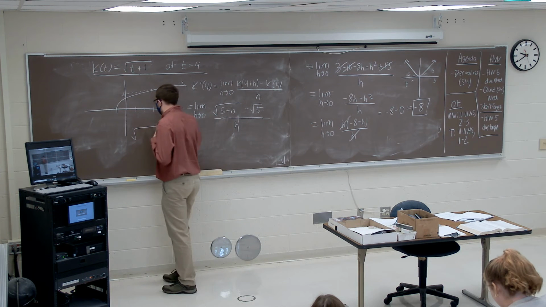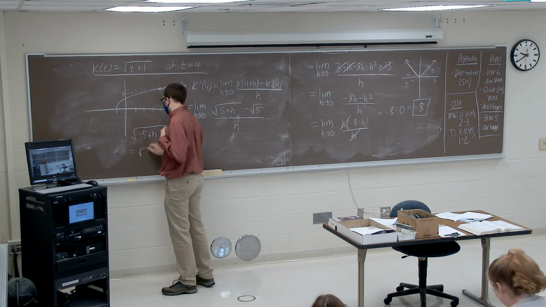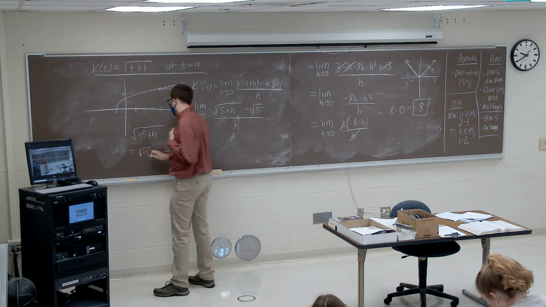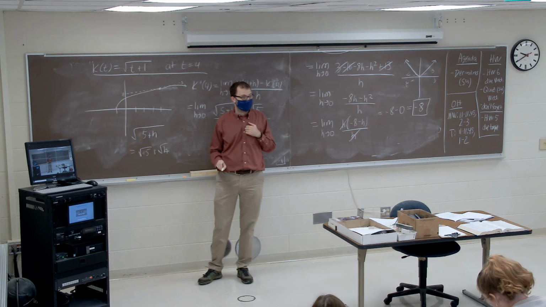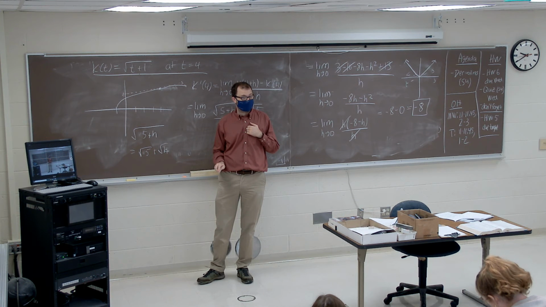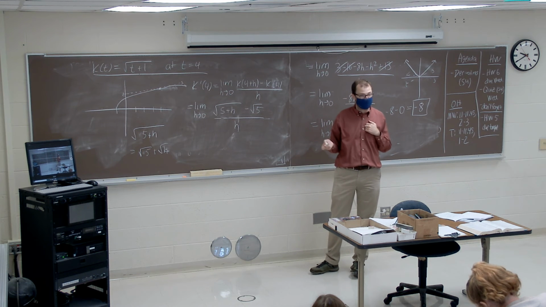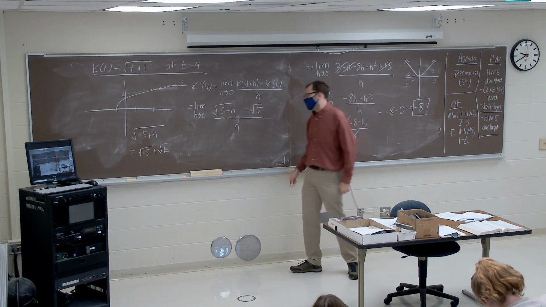Could we try doing this? Square root of 5 plus h. Could we rewrite that as square root of 5 plus square root of h? We could, that'd be nice, because then we could just cancel out the two square root of 5 terms and end up with square root of h over h, which is not so bad. If only we could do that.